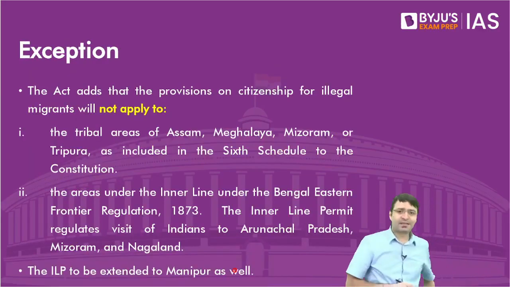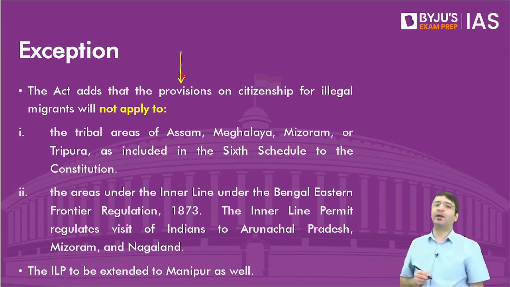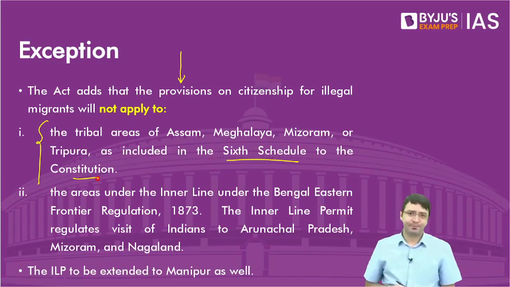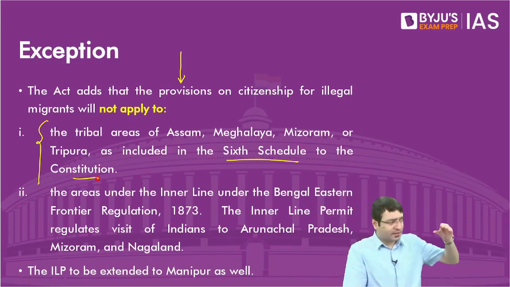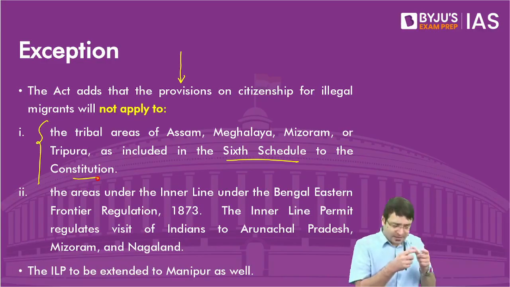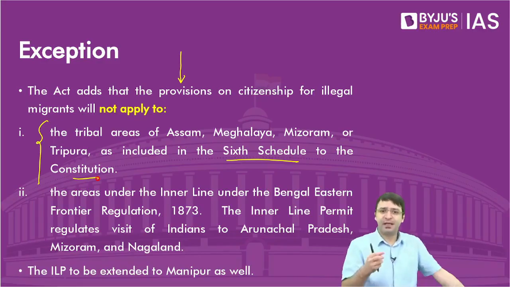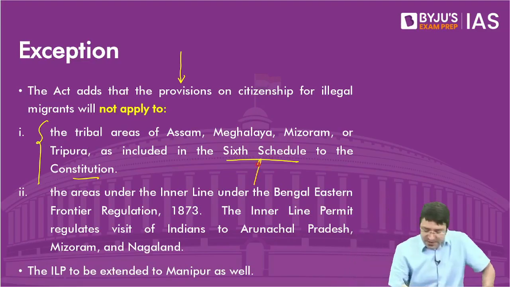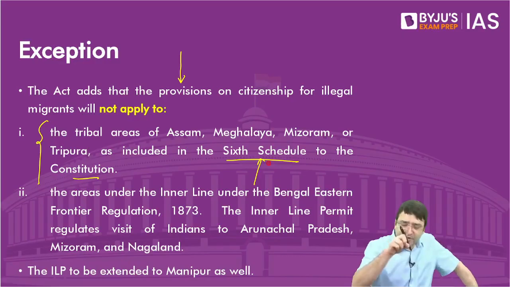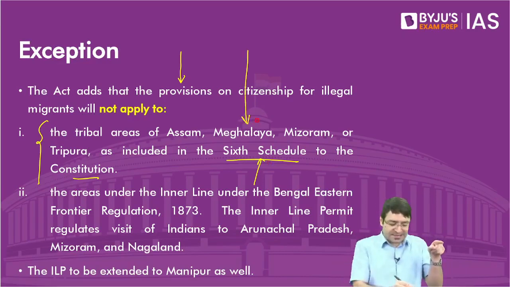But then some exceptions were added. Exceptions in the sense, this provision of Citizenship Act will not apply to the tribal areas which are under 6th schedule of the Constitution. Under 6th schedule of the Constitution, there are 4 states: Assam, Meghalaya, Mizoram, Tripura. Not the entire Assam, not the entire Mizoram, Meghalaya and Tripura are tribal states. There are 3 districts in Assam which come under 6th schedule of the Constitution. There are 3 districts in Meghalaya, 3 districts in Mizoram, 1 district in Tripura, which is a tribal district. In these tribal districts, these migrants will not be settled.